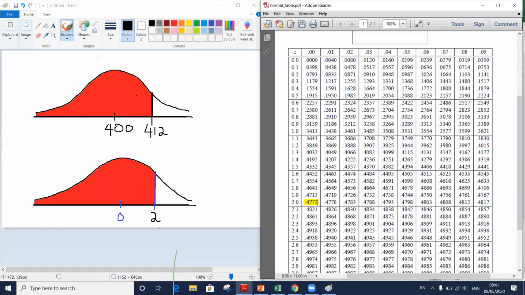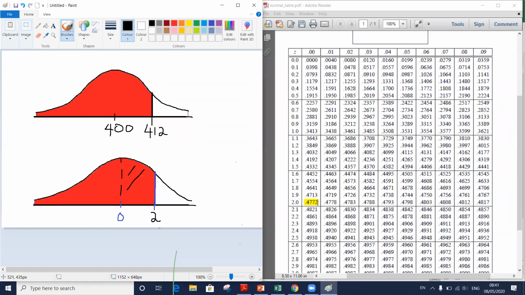Then which portion does 0.4772 represent? 0.4772 is the probability for this part. What is the probability for the other part? Since it is symmetrical, the relevant probability here should be 0.5.